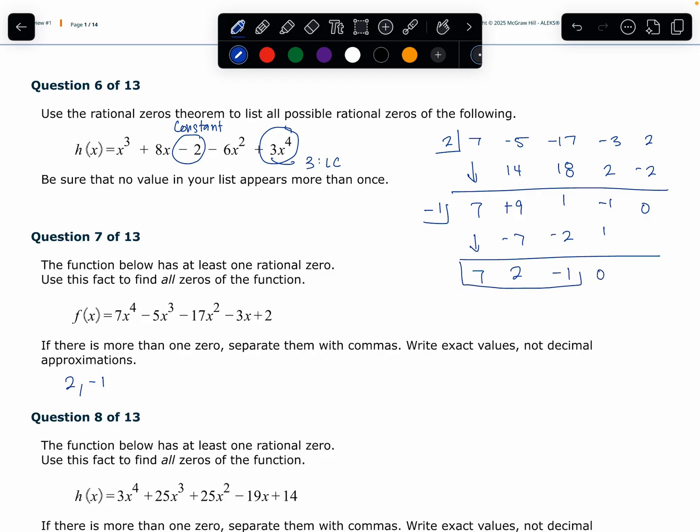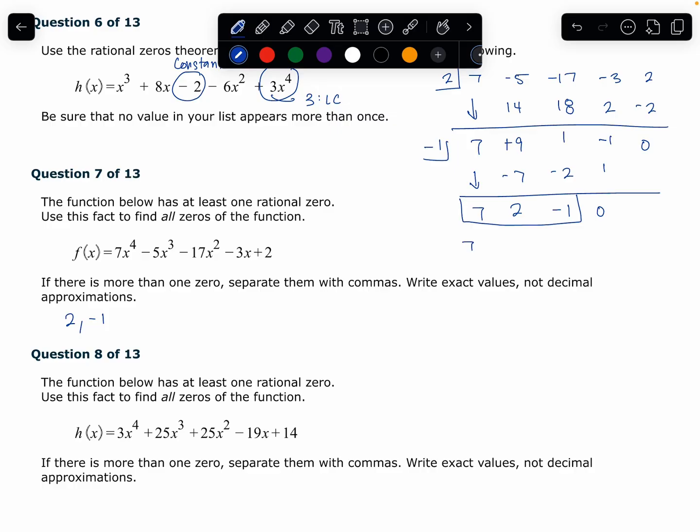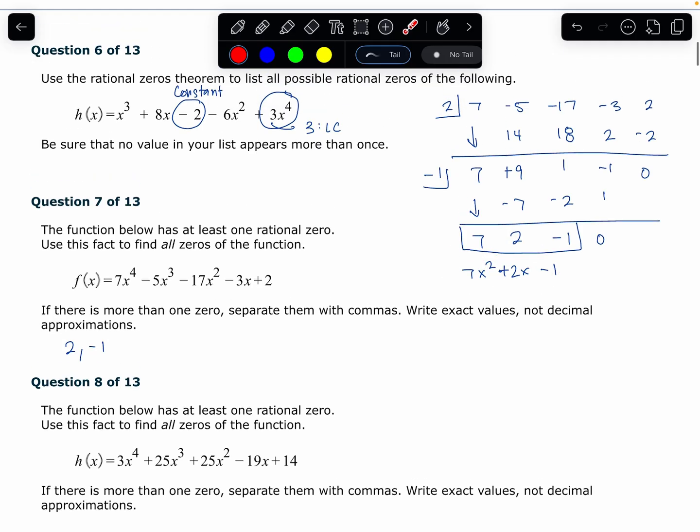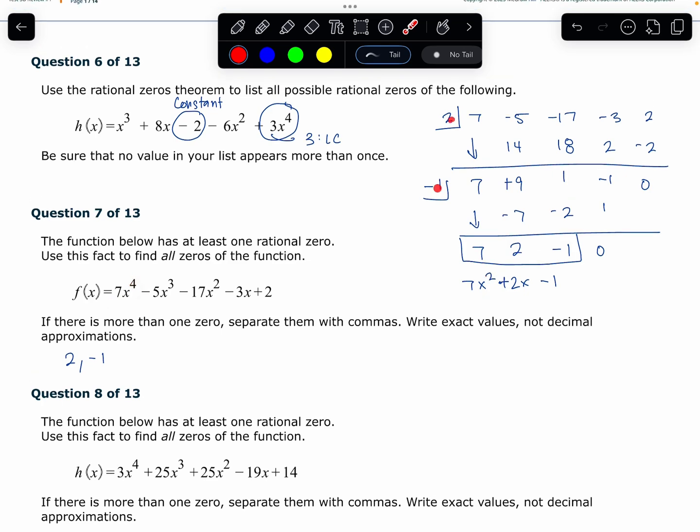Now I'm going to take this right here. This polynomial will be 7x squared plus 2x minus 1. This polynomial right here is not factorable. Also, why the first term is x squared is because the first term here was 4th degree and we use synthetic division twice. So we take 2 off of the degree and that's why it's 7x squared.